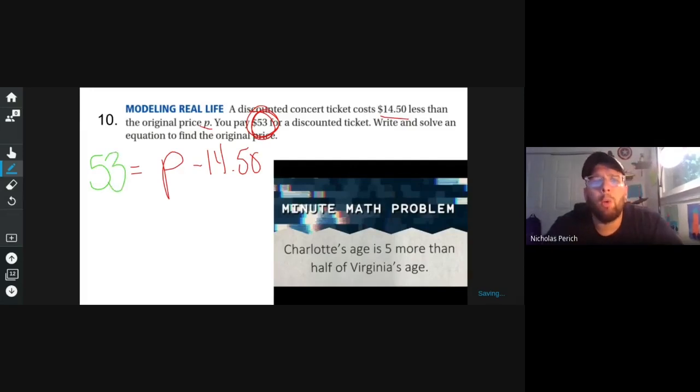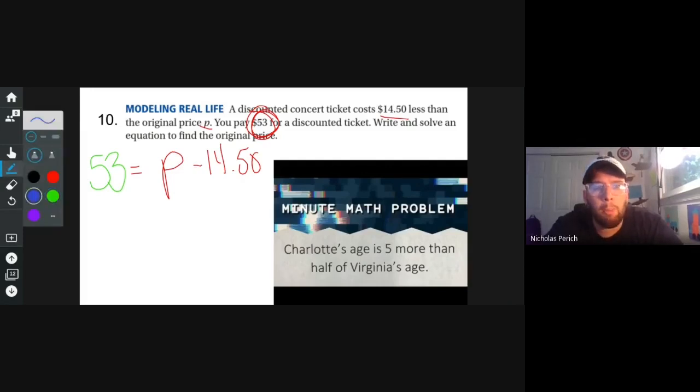Write and solve an equation. Well, that's the equation that I just wrote out, so I did that part. Find the original price. All right, is P all by itself? No. What's in the way? Negative 14.50. How do I get rid of minus 14.50?